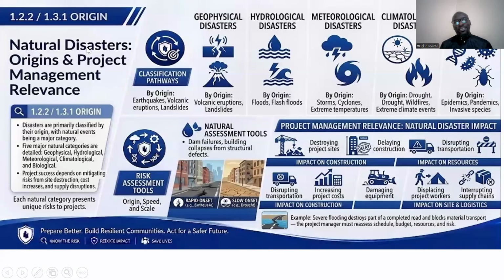Classification based on origin, number 1, we have natural disasters. So when you are talking about natural disasters, these are disasters that are natural. It is not man-made. For example, earthquake, it is natural. Volcanic is natural. The floods are natural. The storms are natural. Drought is natural.